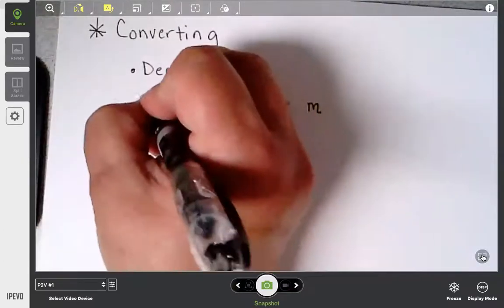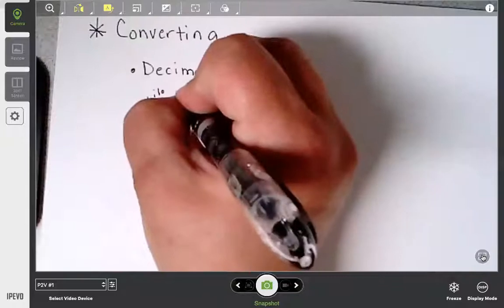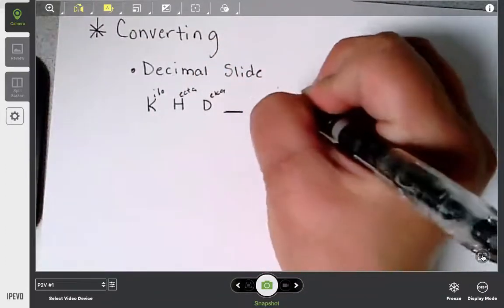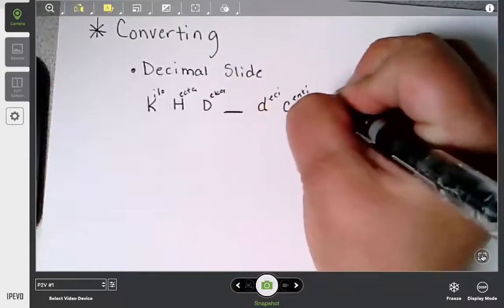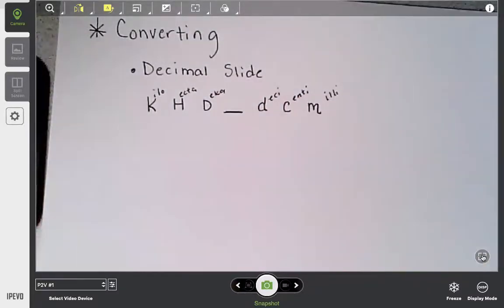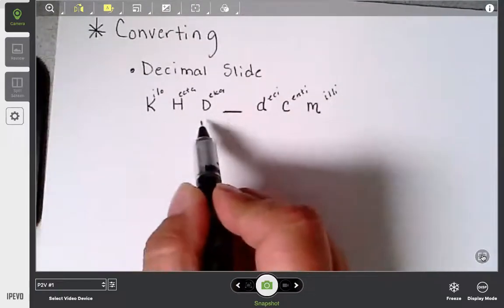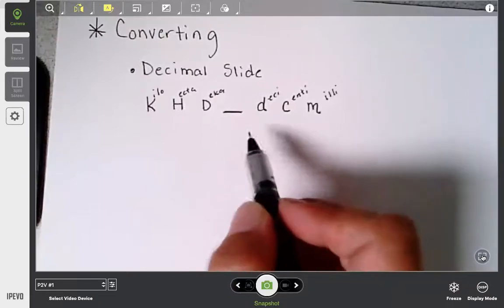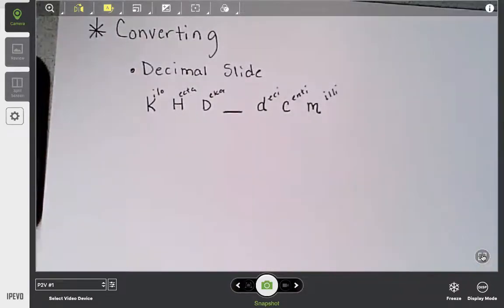So this is kilo, hecta, deca, deci, centi, milli. Kangaroos hop down, leave it blank, have a pause, remember it however, drinking chocolate milk.